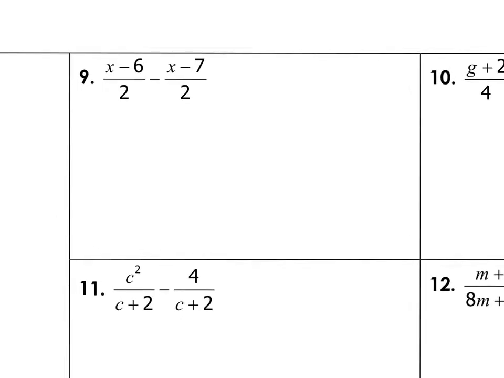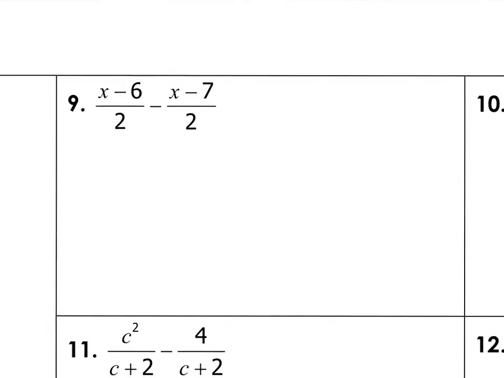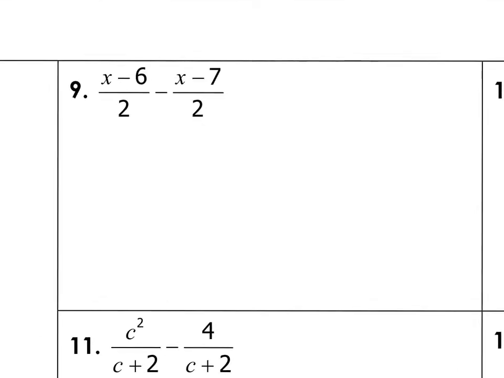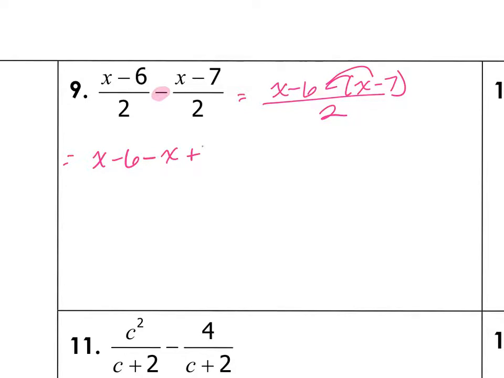Here we go. Another one, pretty much doing the same thing. Except this time, what am I doing? I'm subtracting. Good. So this gives me x minus 6 minus x minus 7 all over 2. So I'm going to rewrite this out with the minus distributed through. So I've got x minus 6 minus x plus 7 all divided by 2.